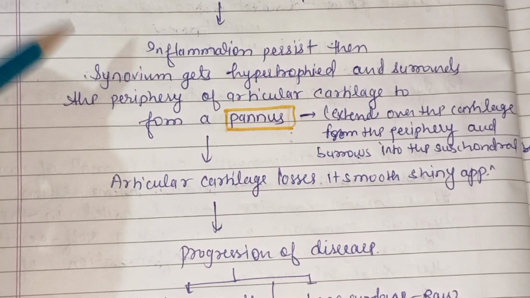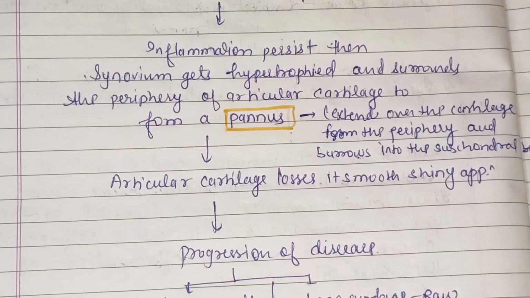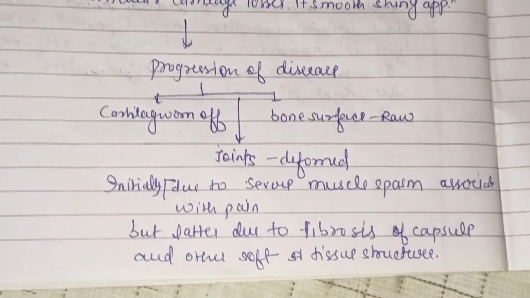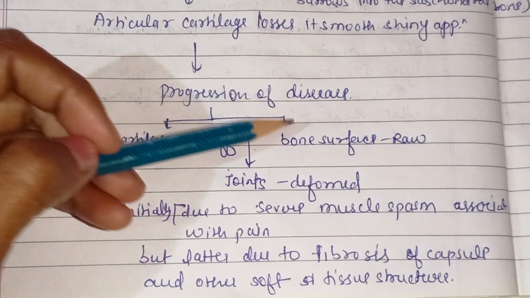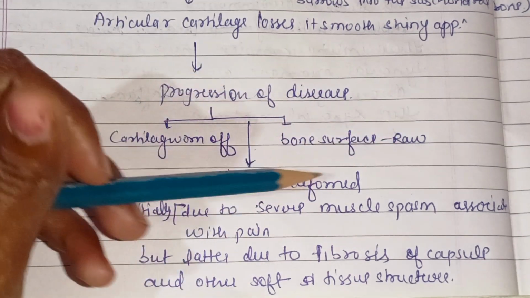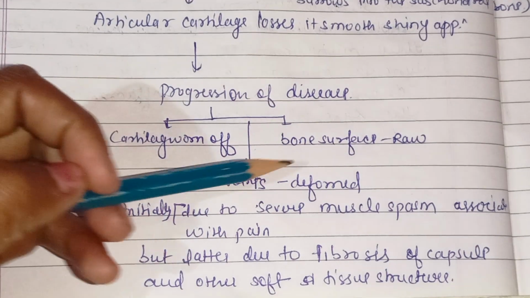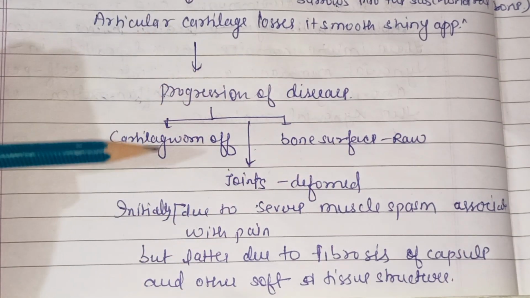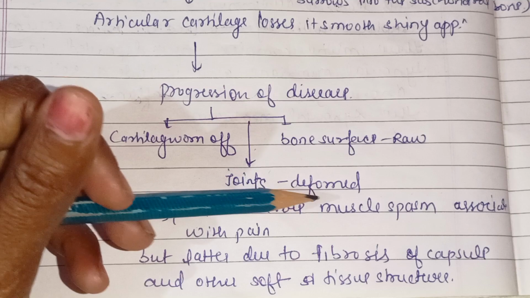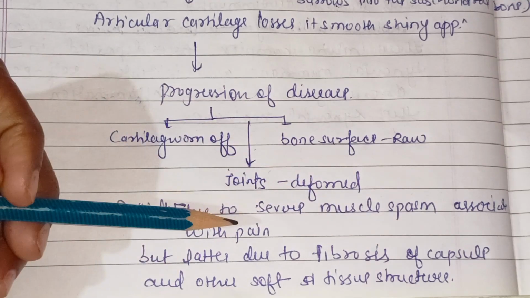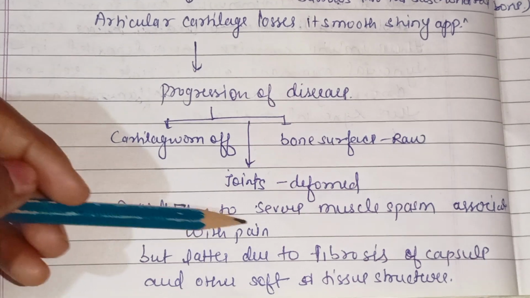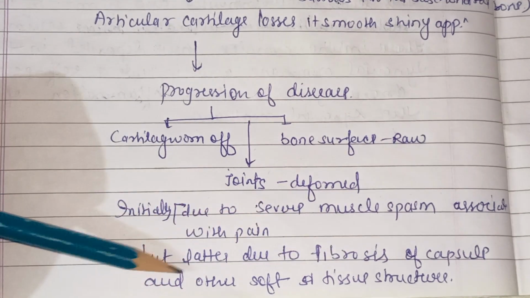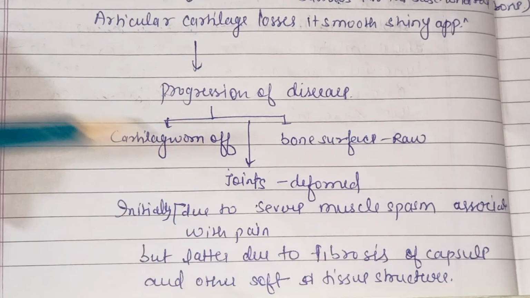If the disease progresses, that will lead to the cartilaginous bone surface becoming raw. The joint gets deformed. The joint will get deformed because of two reasons. Initially, due to severe muscle spasms associated with pain, and another, later, due to fibrosis of the capsule and other soft tissue structures. Okay.